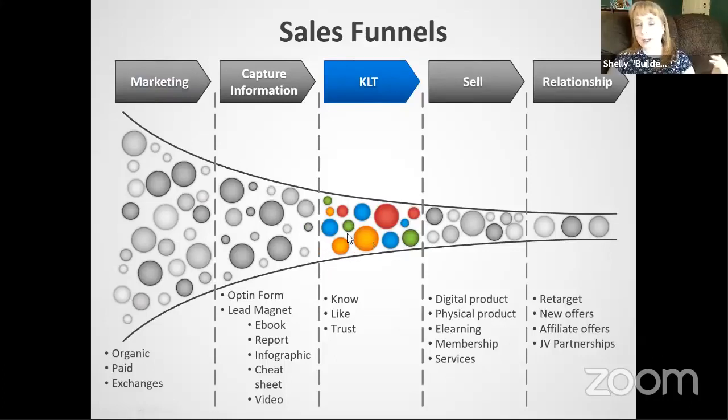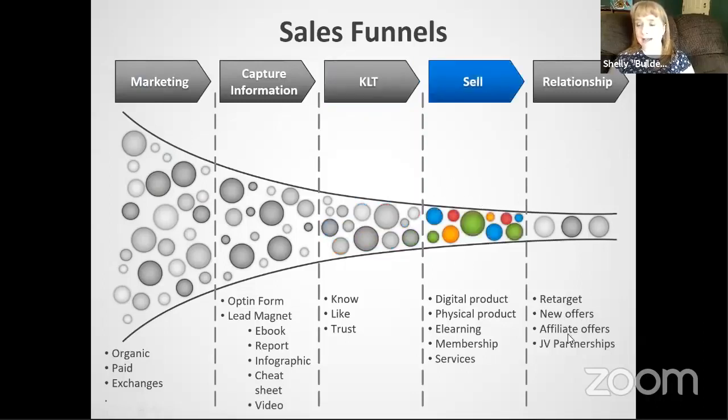And then going through that process, not everybody's going to get to know you. Not everybody's going to get to like you. And certainly not everybody's going to trust you. So the number of bubbles actually goes down again in the next slide. But now this is a more targeted audience. These are the people that are going to be most likely to buy from you because they came in through our marketing method. We captured their information. We've developed a know, like, and trust factor with them. And now they're actually looking at our product.